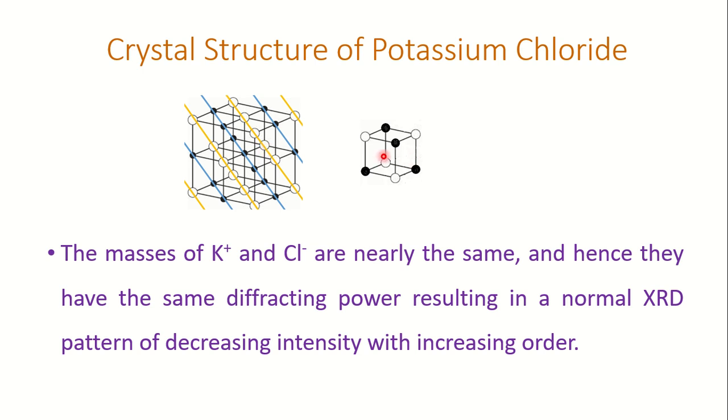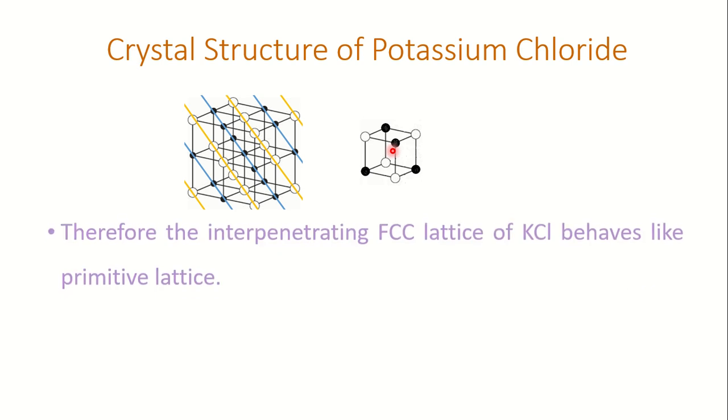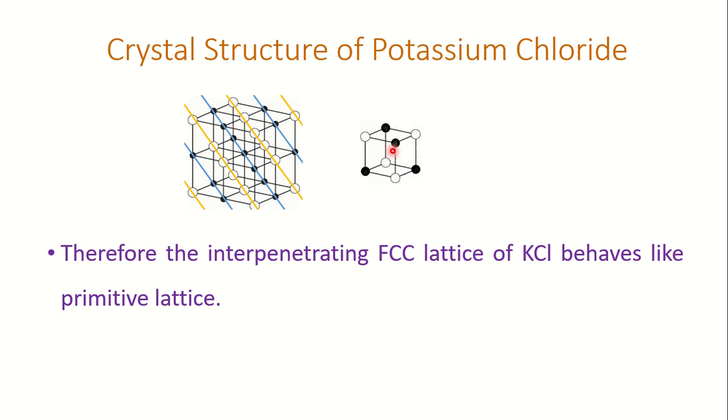Now come to the point: if you divide this into 8 equal small cubes, then this small cube behaves like a simple cube, because likewise chloride ions, the potassium cations are also capable of producing high intensity lines after diffraction. That is why the d111 line produced such a spectra. Therefore, the interpenetrating face-centered cubic lattice of potassium chloride behaves like a primitive lattice.